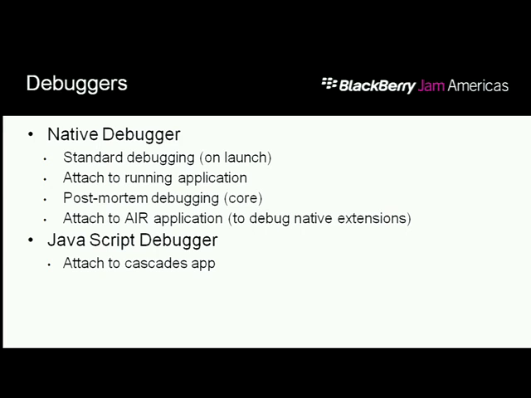We also have the ability to debug native extensions. So if you're using native extensions in your Air application, you can debug the C code for that. And finally, new in beta 3, we have the ability to debug your JavaScript code in your QML. So if you're doing any Cascades work and you're having some issues with your UI logic, or if you're doing any business logic in your QML JavaScript, you can debug through that as well.